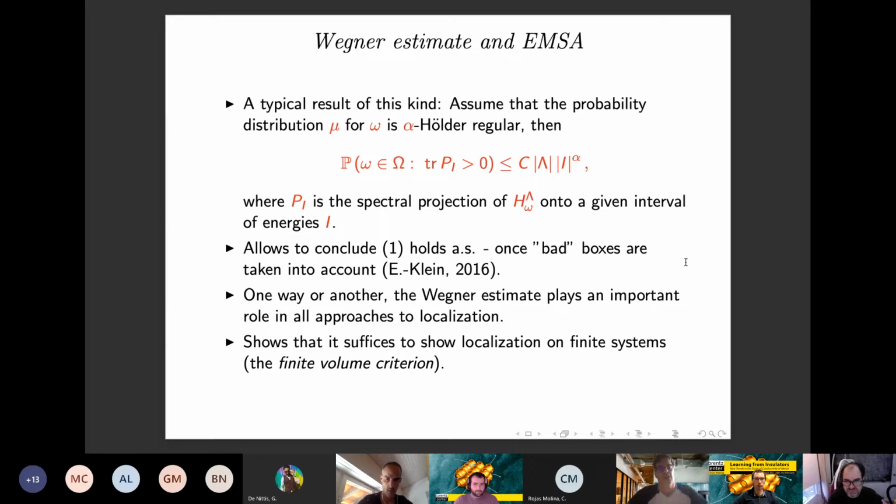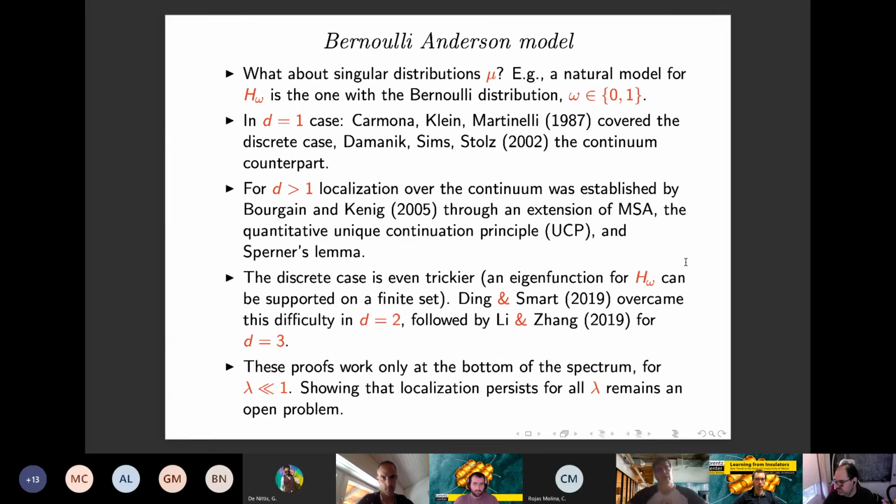But more importantly, it shows that it suffices to establish localization on a finite system instead of an infinite volume one. This is usually referred to as a finite volume criterion. Unfortunately, that's what makes diffusion, delocalization, so hard: we simply don't have a finite volume criterion for this. Okay, so very briefly, let me say a few open problems in this business.